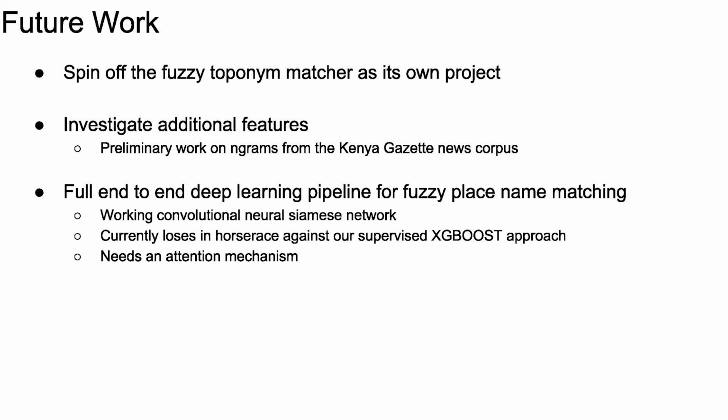Future work: I'm going to hopefully spin off the fuzzy toponym matcher as its own project. We're looking at additional features, like we were also using the big corpus of historical news from this time period. Initial experiments with that seemed to really overfit, and it seemed to hurt the predictive accuracy, so I still have a lot of tweaking with that. And finally, I'm hoping to replace the whole pipeline with a deep learning model. I have this working. It was still underperforming relative to just the simple XGBoost one that we developed. I think that putting an attention mechanism in and letting it pay attention to certain parts of toponyms is going to be the solution to that, but we have a lot more tweaking to do with that.